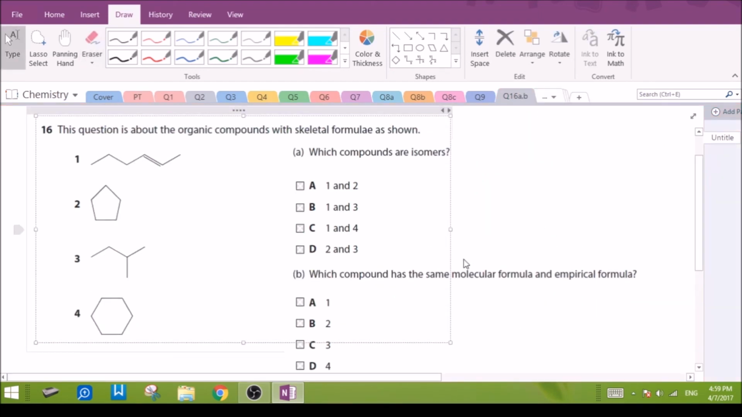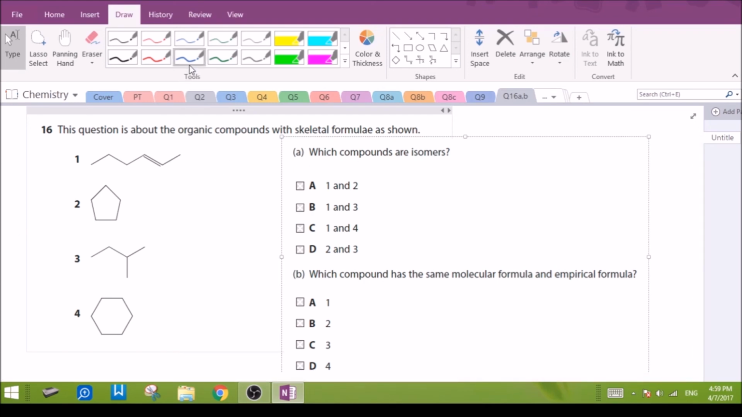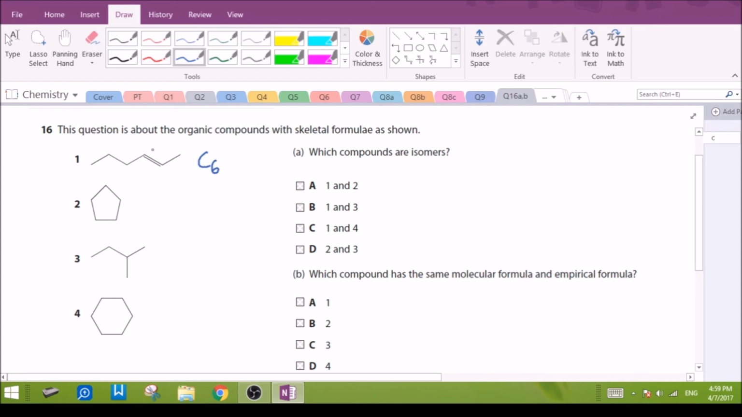Number 16, we are given 4 skeletal formulas, and in 16 part A, we are supposed to find compounds that are isomers of each other. So it will be useful for us to figure out the chemical formula for each. The first one is an alkene with just 1 double bond. The number of carbons here is 1, 2, 3, 4, 5, 6. It is a 6-carbon alkene. Using the general formula CnH2n for alkenes, there should be 12 hydrogens.